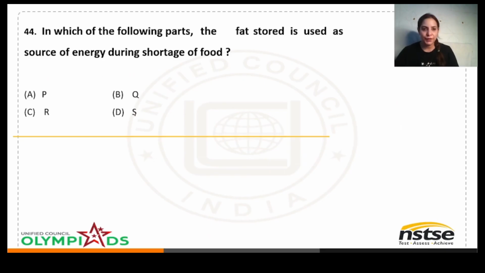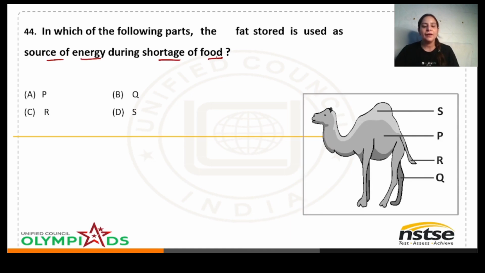Moving on to the next question. In which of the following parts is the fat stored used as a source of energy during shortage of food? We have this figure. So I hope you can recognize this animal shown in the figure. Yes, you are right.